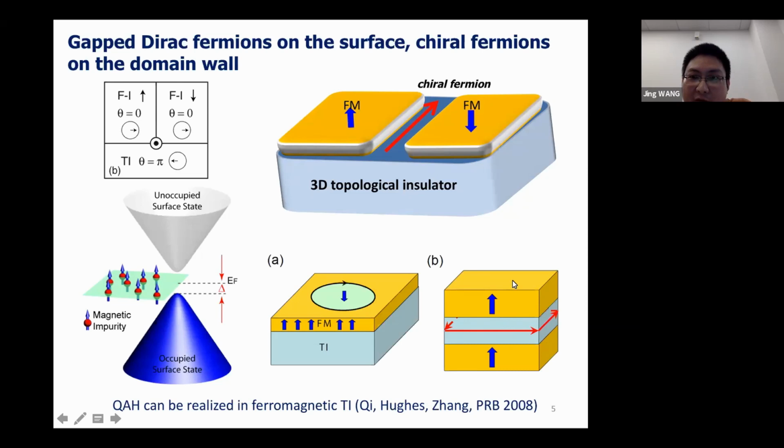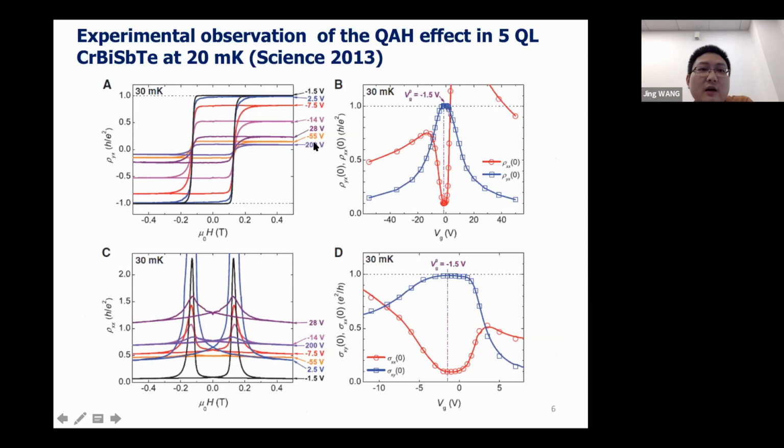Namely, you have only a topological insulator thin film, with top and bottom surfaces with ferromagnetism, and you will get a quantum anomalous Hall effect. So this theoretical proposal was finally realized in chromium-doped bismuth antimony telluride.